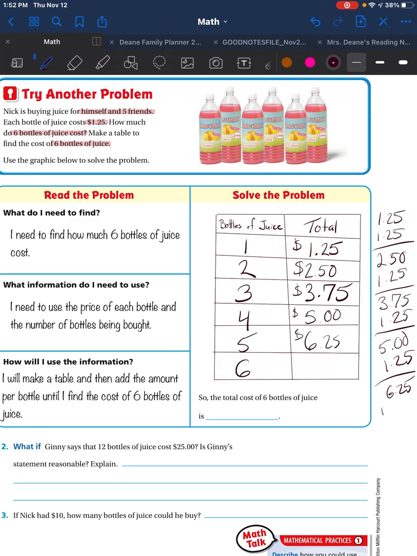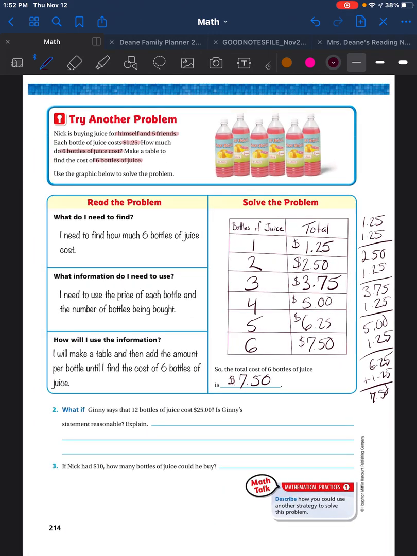And for 6 bottles, add another $1.25. And that would be $7.50 for 6 bottles. Okay, not too bad.